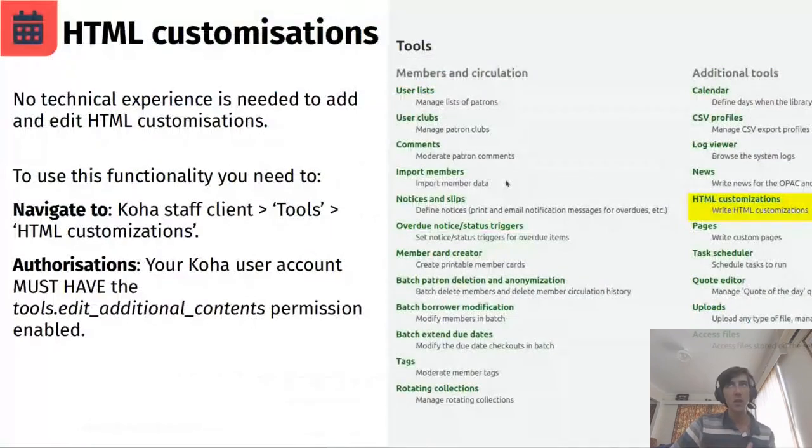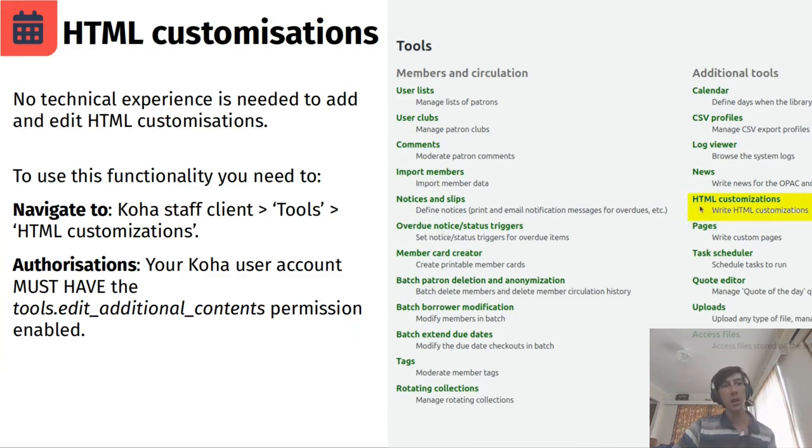How do you use these? How do you actually add content to those different areas? Well, the first thing to note is that no technical experience of coding is required to add content to those different regions. You can add and edit completely without knowing code. But how do you actually do it? Well, the feature HTML customisations is edited and managed on the Koha staff client, and it's under the tools module, and you'll see it under additional tools on the right hand side. So we've got highlighted in yellow here, HTML customisations.